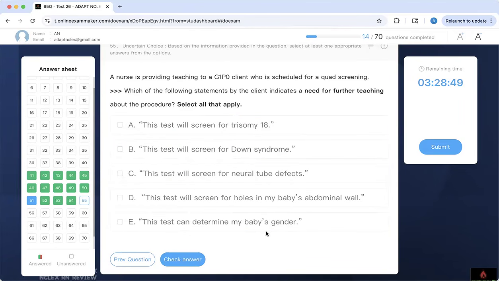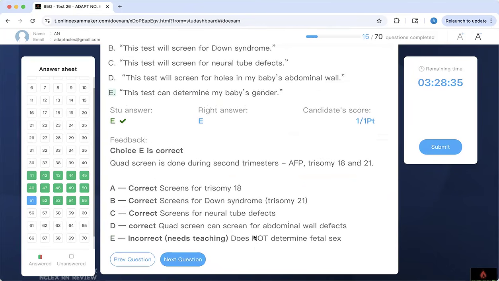The test can also look for what? Alpha-fetoprotein, that we can determine whether you have what? Gastroschisis or omphalocele. That's a hole in the abdominal wall. That's a hernia, but it doesn't determine the gender. Therefore, this is the right answer. But this is what the test checks for. It screens for neural tube defect, Down syndrome because of alpha-fetoprotein, and trisomy 18. And then you look for abdominal wall defect, but not the sex of the individual.